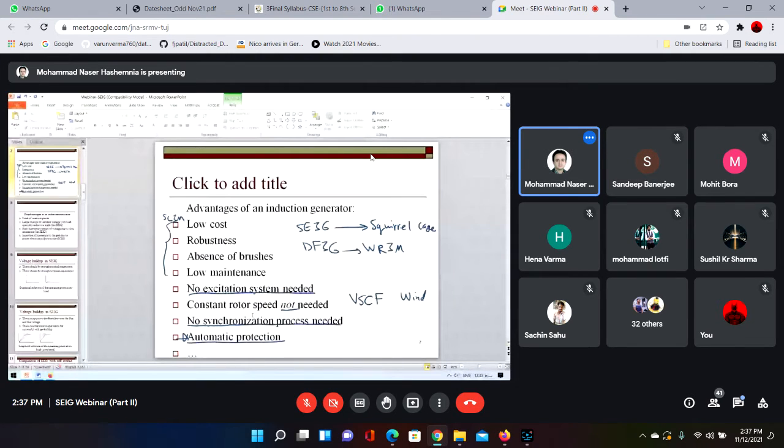So my question was, what is the meaning of automatic protection? Automatic protection means that if there is a three-phase short circuit at the terminals of a self-excited induction generator, then the short circuit current will not be too high, of course, at the steady state. The reason is that if you short circuit the terminals, then you have also short circuited the capacitors across the stator. When the capacitors are shorted, the voltage across each capacitor is zero, so the reactive power supplied to the machine will be zero.